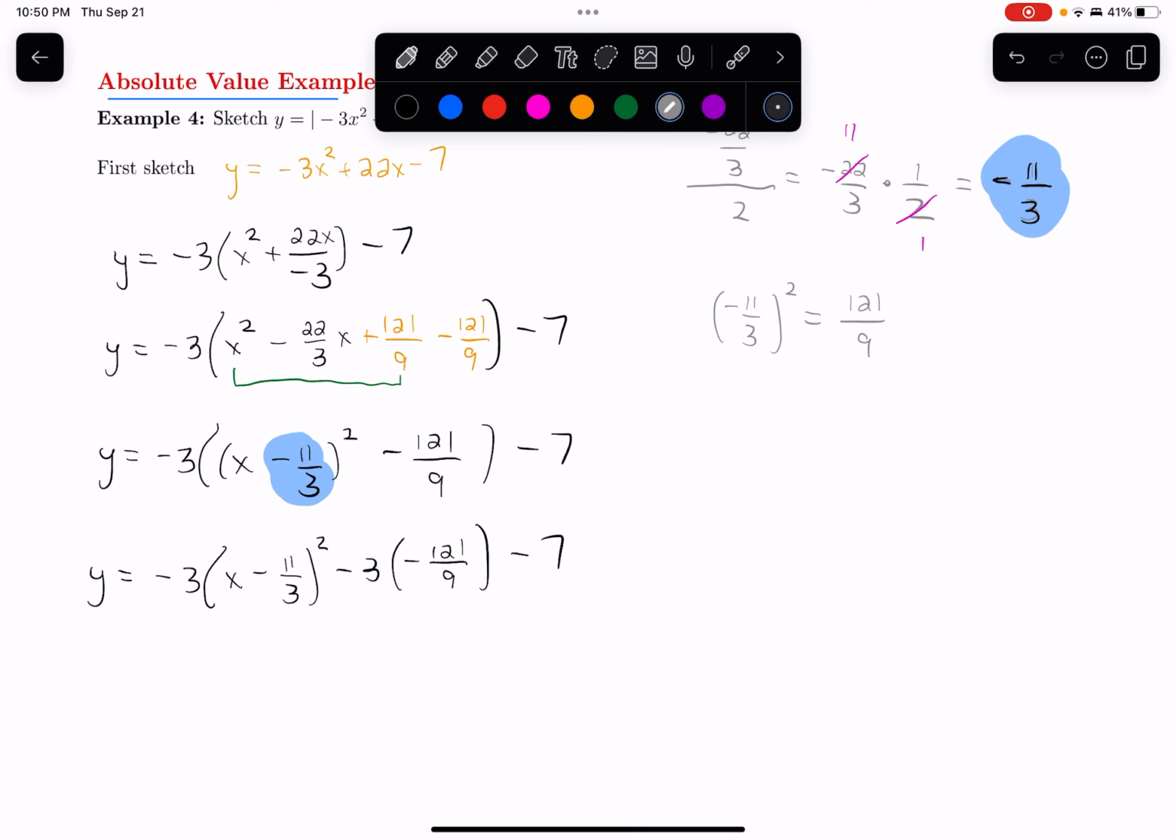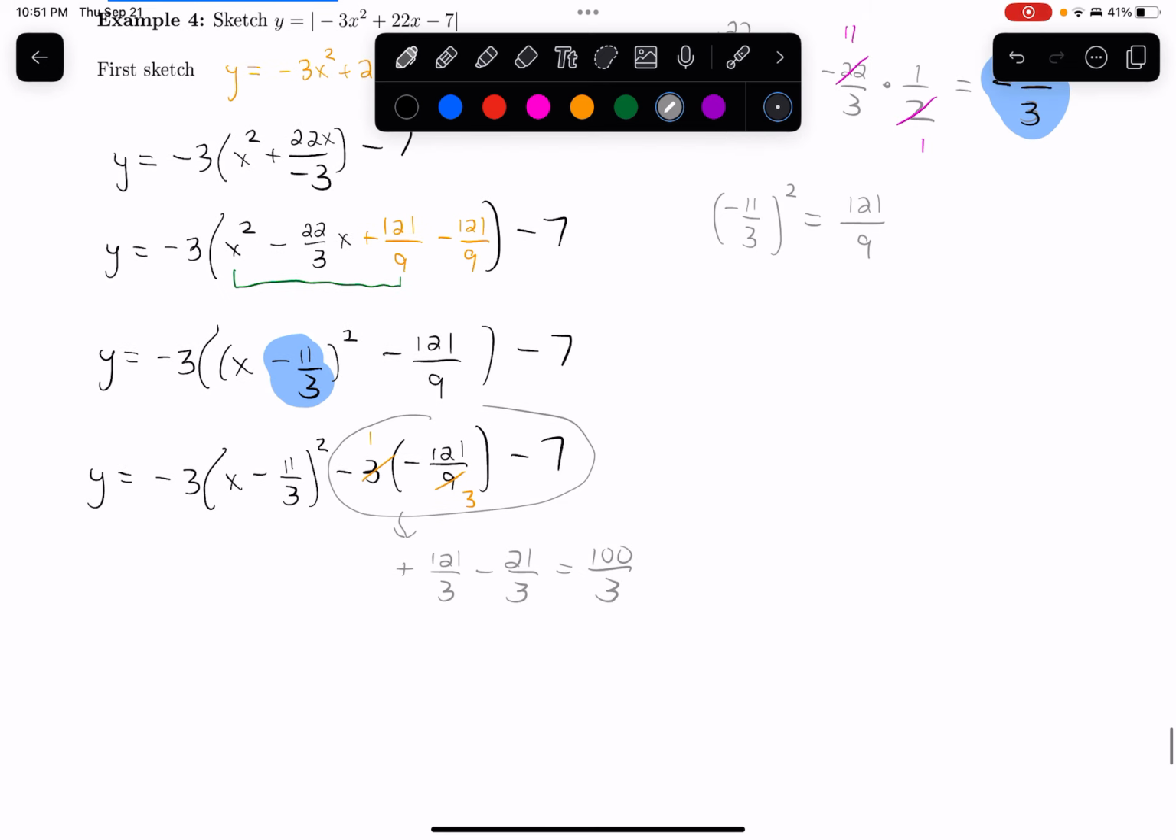Okay, so I should simplify this constant at the end. So let's see, the 3 and the 9 will cancel a little bit. I can divide each of them by 3. That'll leave me with a 1 there and a 3 down here. The double negative becomes a positive, so positive 121 over 3. And let's get a common denominator with a 7, so minus 21 over 3. And now subtracting, I get 100 over 3. Okay, so we are left with y equals negative 3 parentheses x minus 11 over 3 quantity squared, and we got plus 100 over 3 at the end.